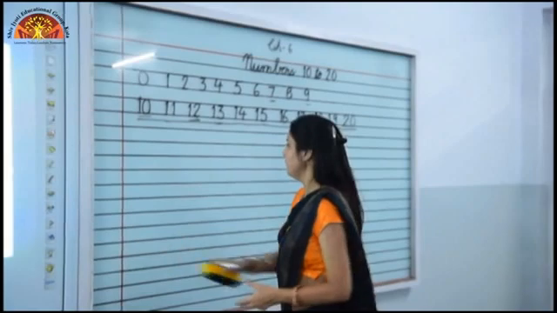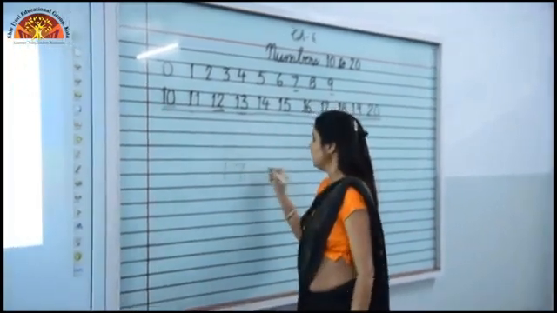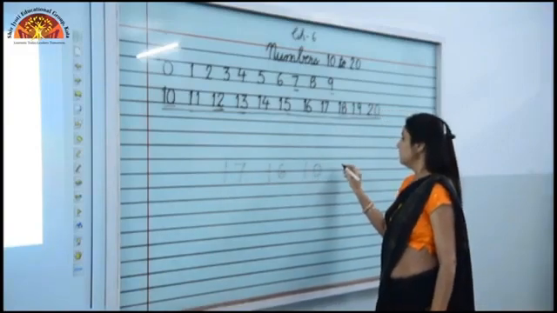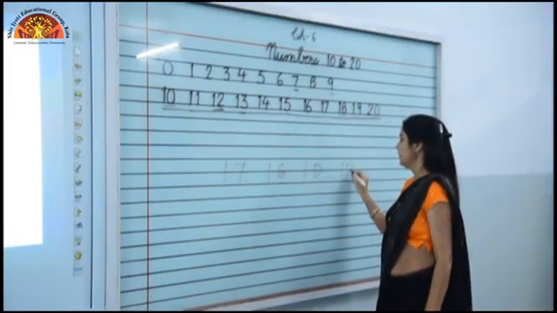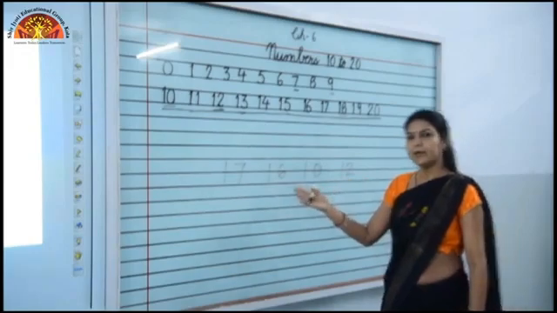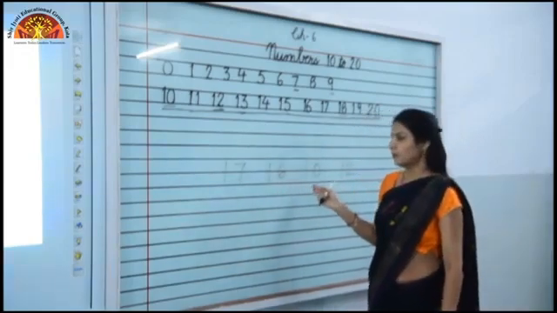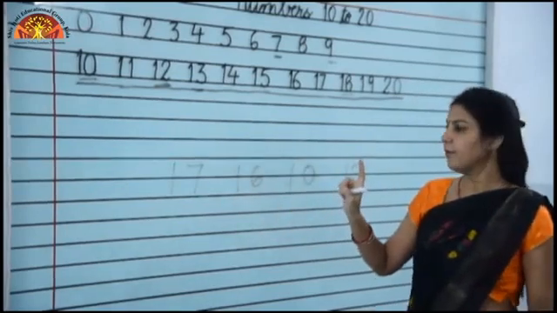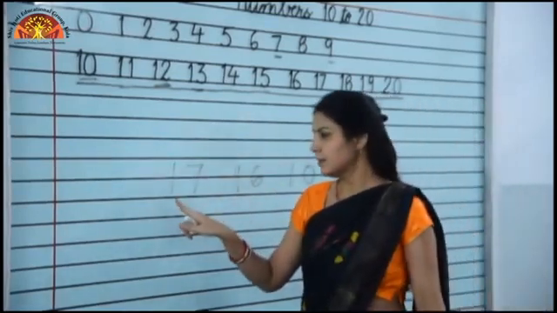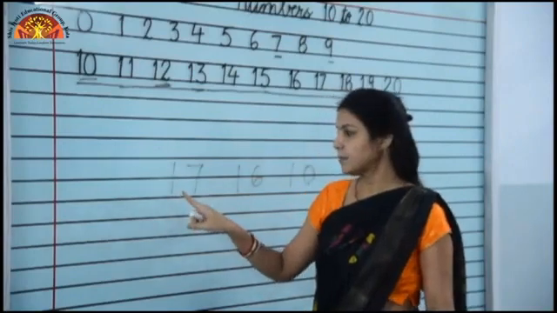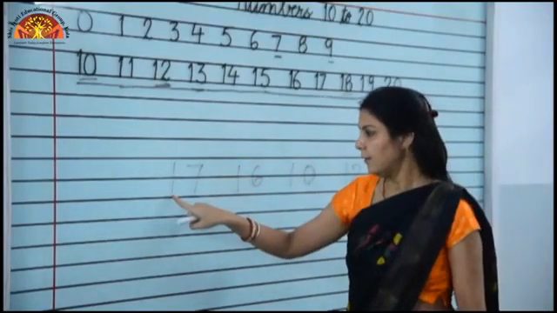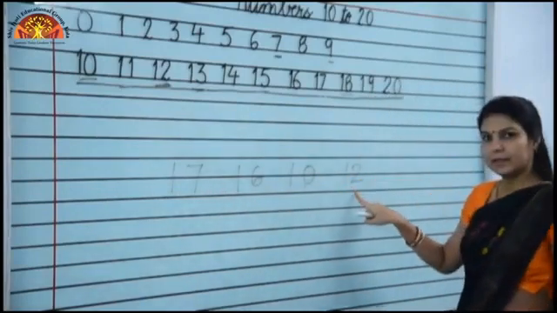Suppose numbers are given: 17, 16, 10 and 12. Now we have to arrange these numbers in ascending order. Ascending means smaller to bigger. So first of all we will compare the digits at their tens place. हम सबसे पहले digits को compare करेंगे जो tens place पे है. Everywhere 1 is written here at the tens place.